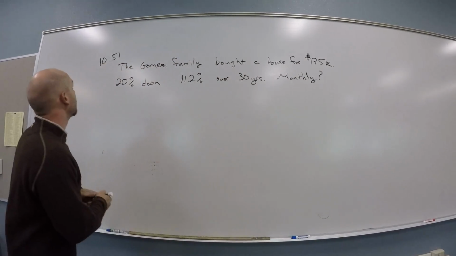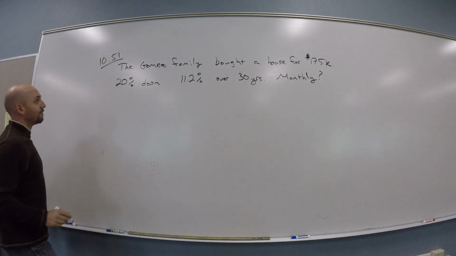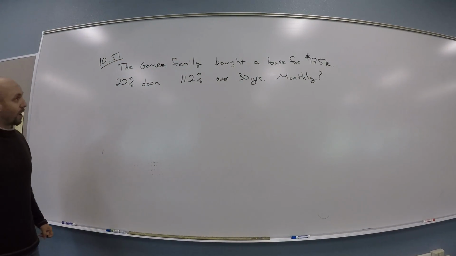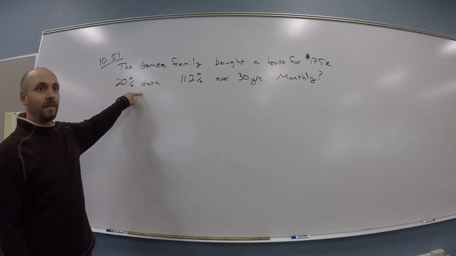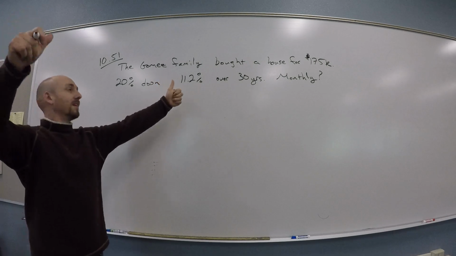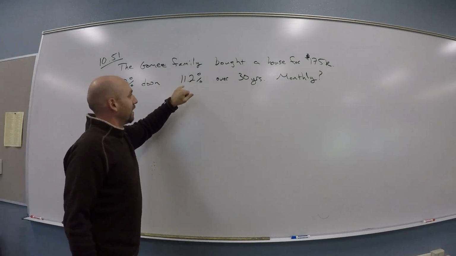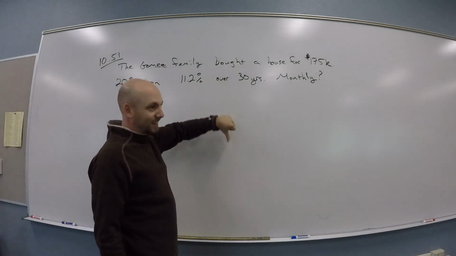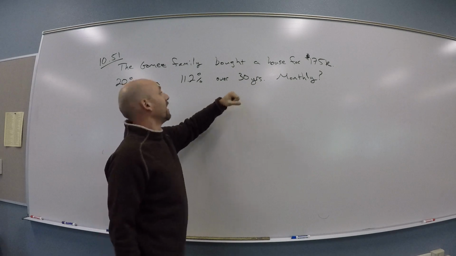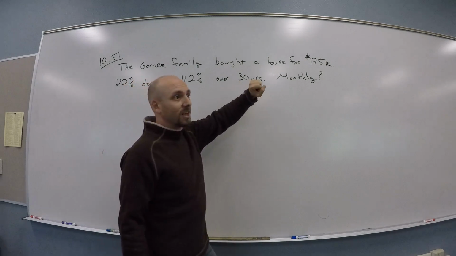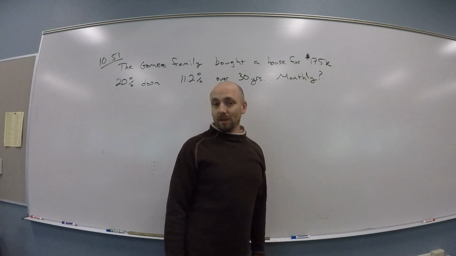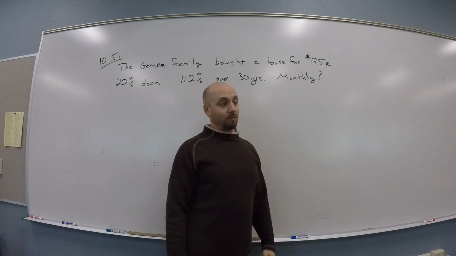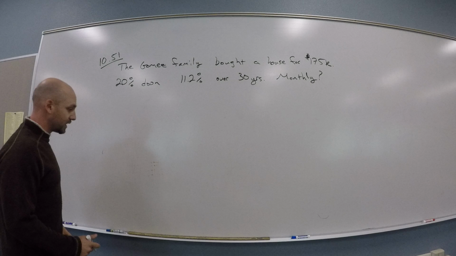Alright, so in 10.51, we have the Gomez family who bought a house for $175,000. They had 20% down. Good for them. Then they pay 11.2% interest. Not good for them. Amortized over 30 years, and I want to know what the monthly payment is. Right? So, how do you set this up?